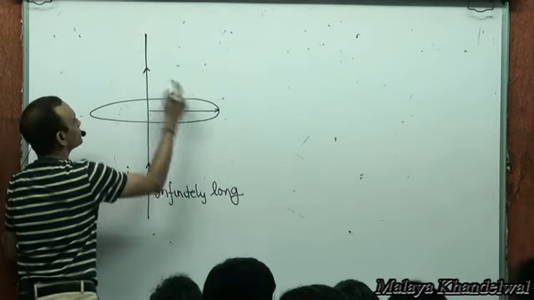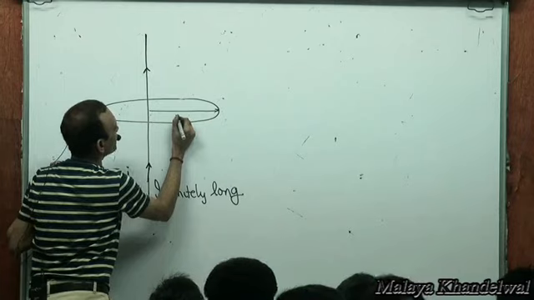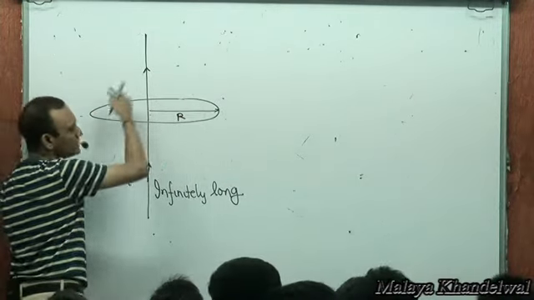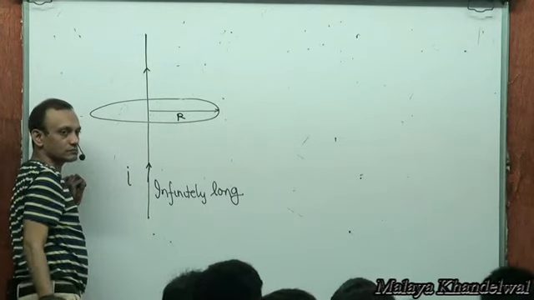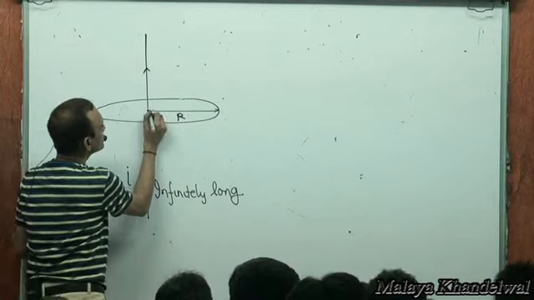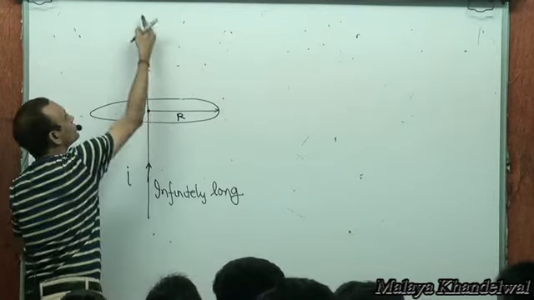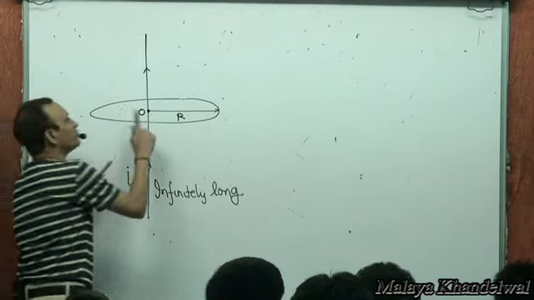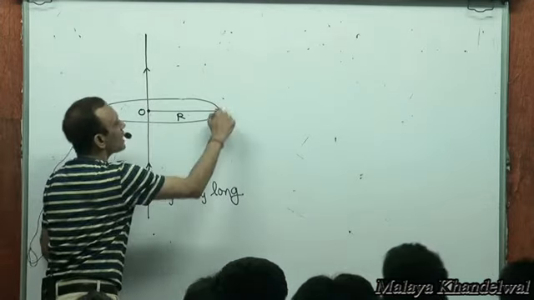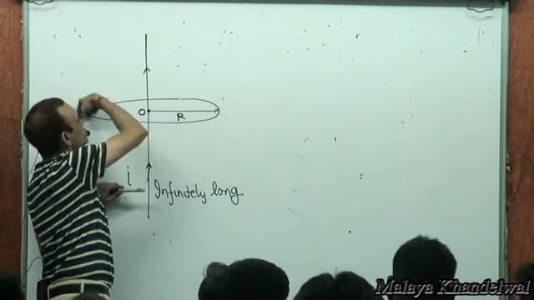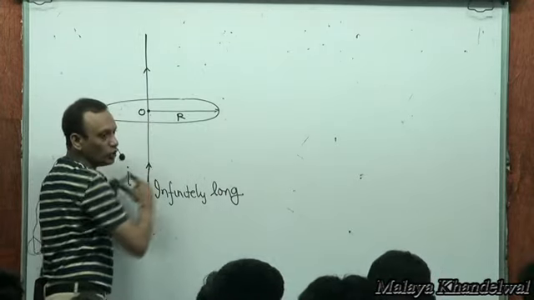I imagine an Amperian loop of radius R. This is the center of the loop lying on this straight wire. Now, one thing for sure, the dl cross r at this point would be into the plane. At every point, the dl cross r would be along the tangent to the loop.